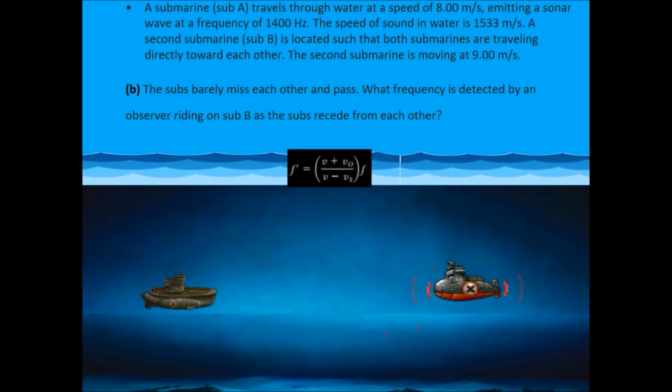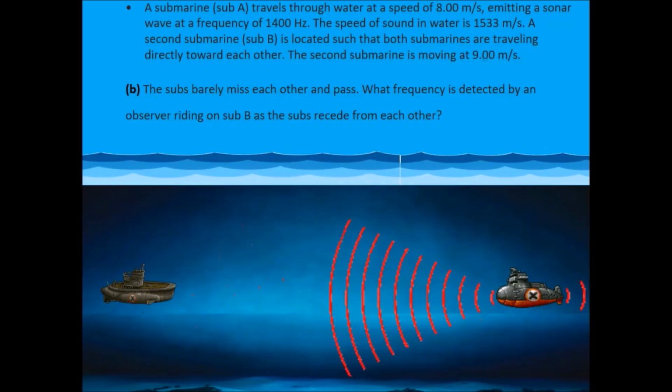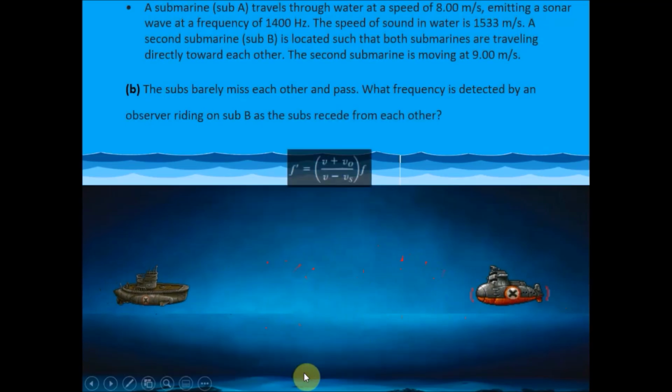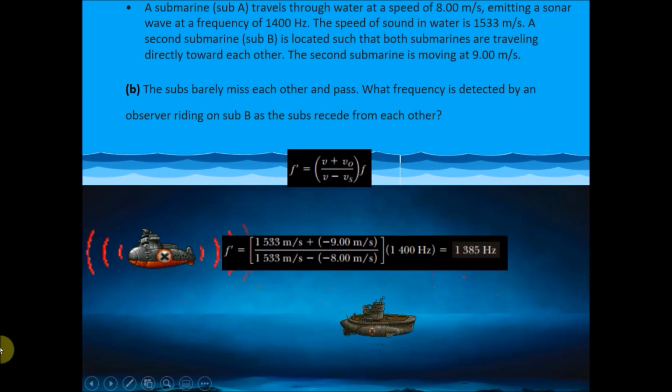So in the top case, we had one positive, one negative. In this case, we have both negative. Positive, positive, so we're giving a positive and a negative. Here we have a positive and a negative minus a negative to give us 1385.